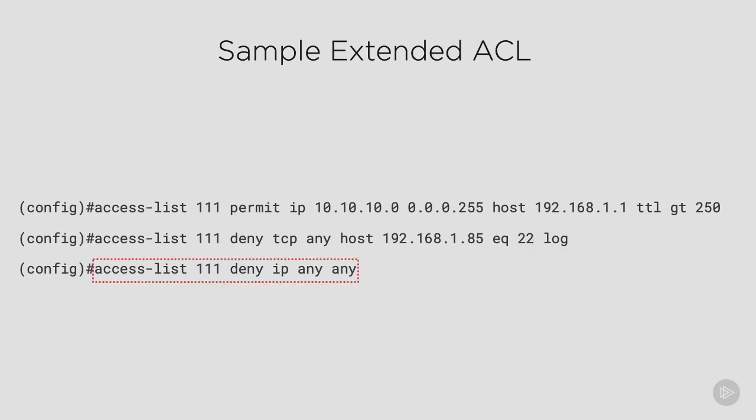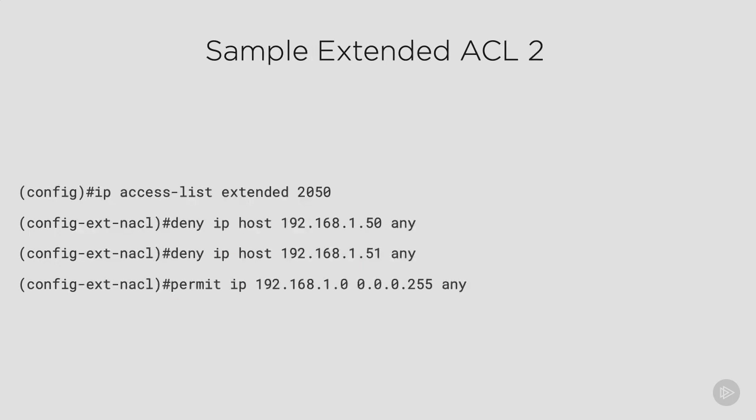Lastly, I wanted to remind you that just like with standard ACLs, extended ACLs, and any other type of ACL has an implicit deny any as the last line in the ACL. And just like with standard ACLs, extended ACLs can be configured by going into ACL configuration mode. Here is an extended ACL with a few lines denying traffic sourced from specific hosts within the 192.168.1.0 subnet, and then allowing any other host from that subnet.